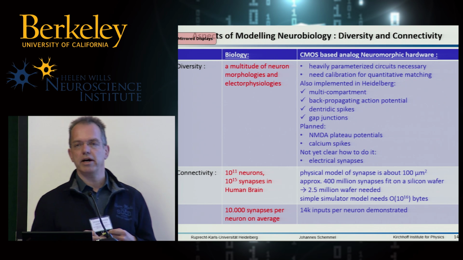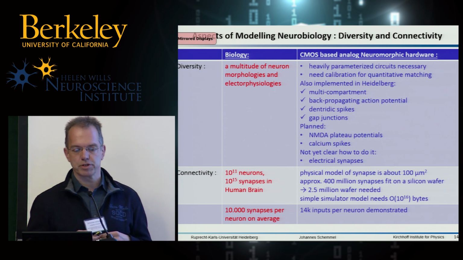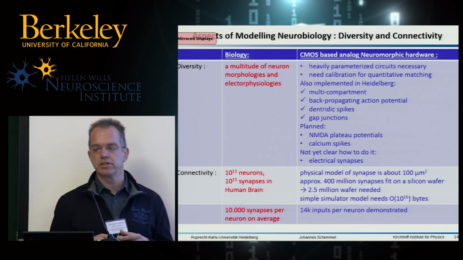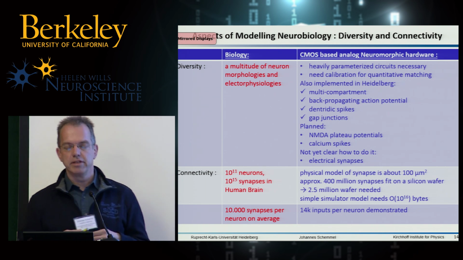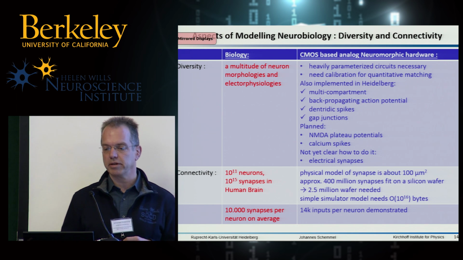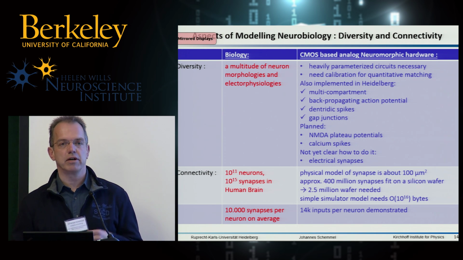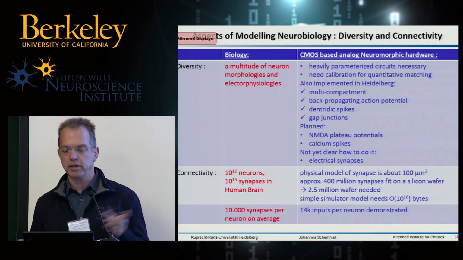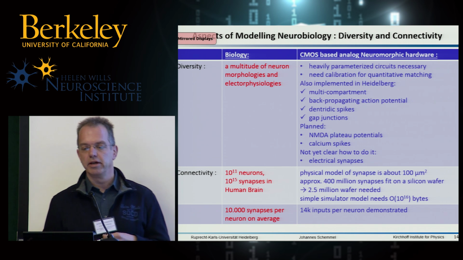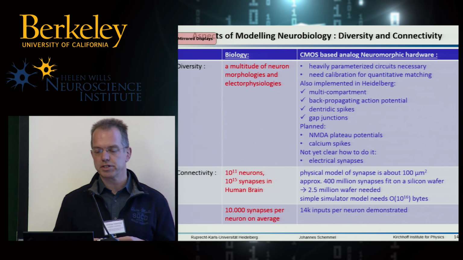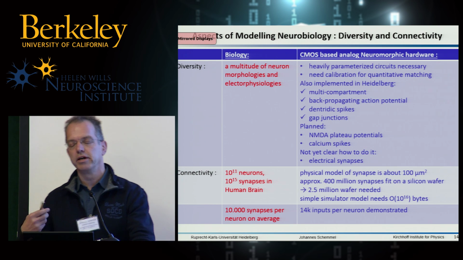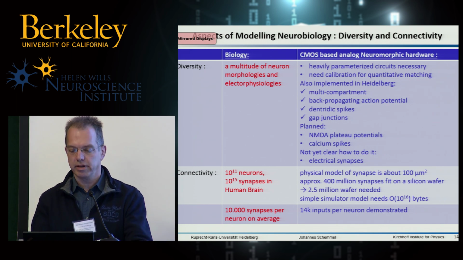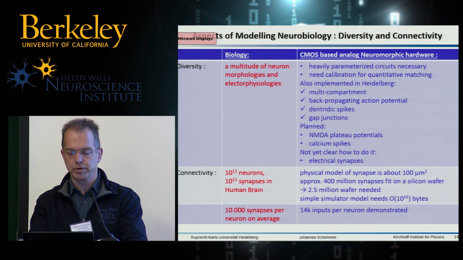We also, in Heidelberg, did multi-compartment neurons, backpropagating action potentials, dendritic spikes, and gap junctions. I'm not going to show this. This is all very easy in analog and can be cheaply implemented without increasing the power budget. That's what we are planning to do, to integrate NMDA plateau potentials and calcium spikes so that you can really build a realistic model of a pyramidal neuron as far as we understand this neuron today.